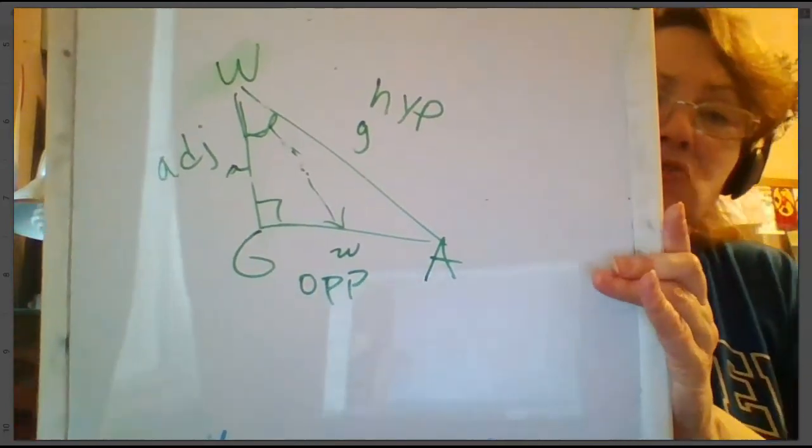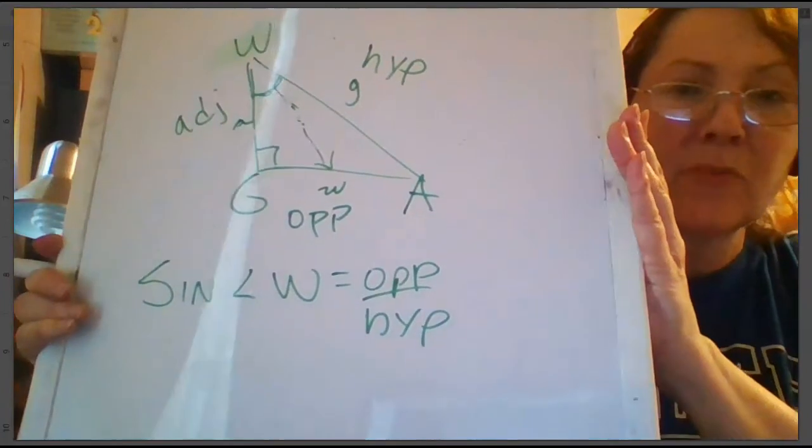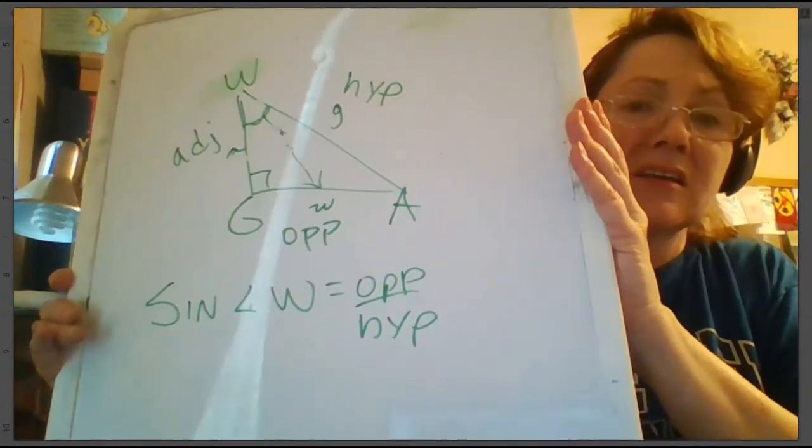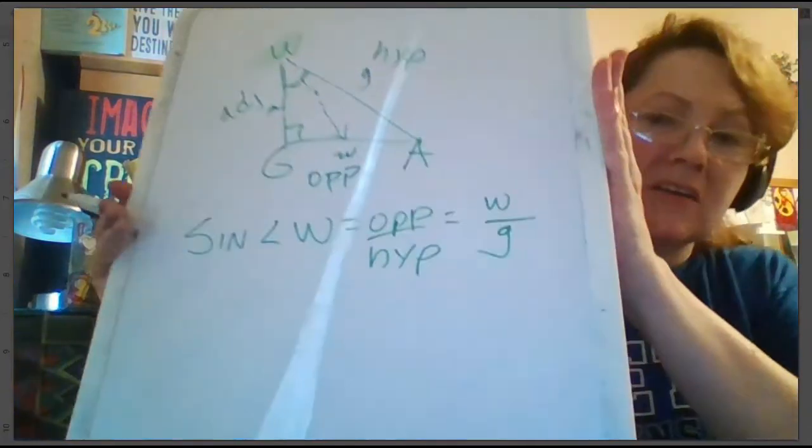So how would I do my trig functions? Well, I would say the sine of angle W would be equal to the opposite over the hypotenuse. All right, so I'd start out with that. The sine of my angle W is equal to the opposite over the hypotenuse. Well, the opposite is a small w, so that would be a small w over my hypotenuse, that's g.